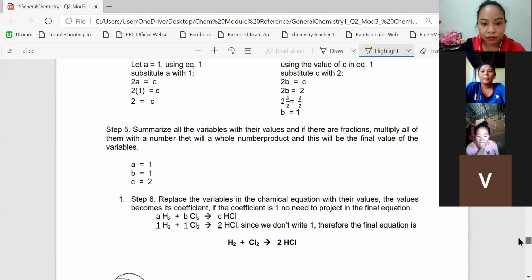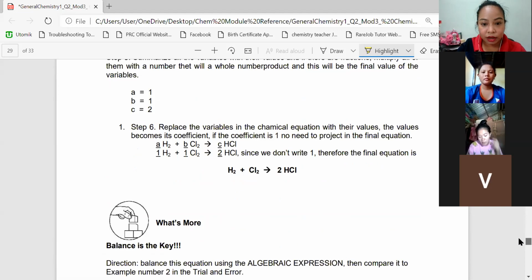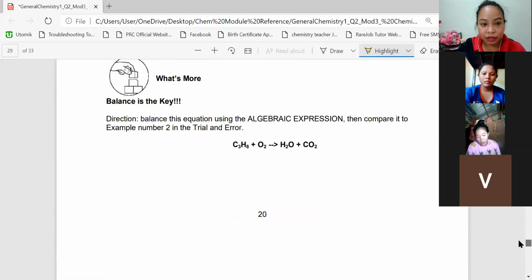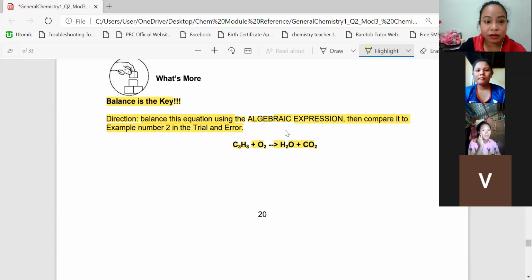Tara. Kaning C3H8 plus O2, kaning balance is the key. So, direction. Balance the equation using algebraic expression. Then compare it to the example number 2 in the trial and error if they are equal.